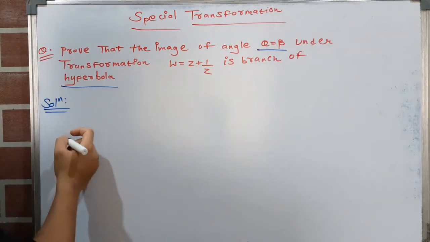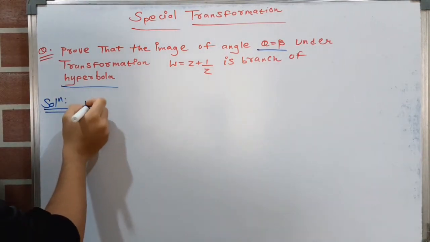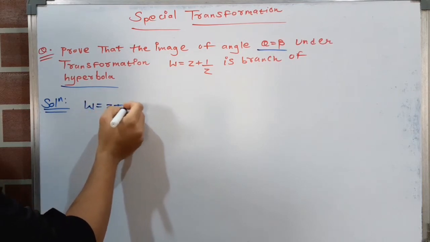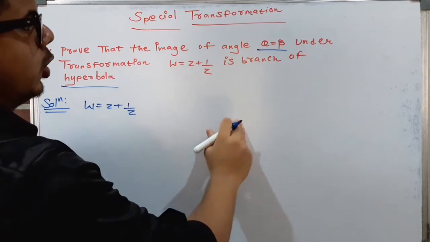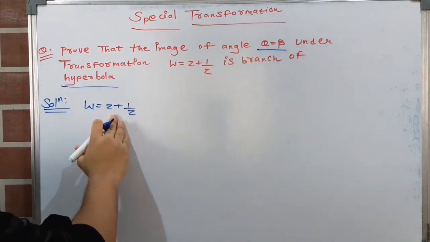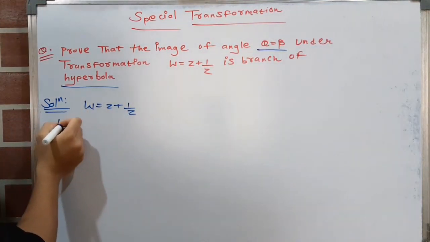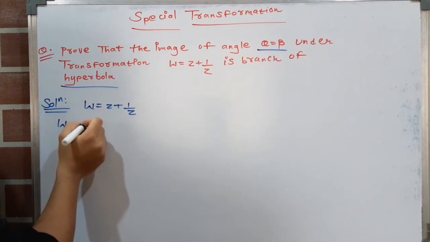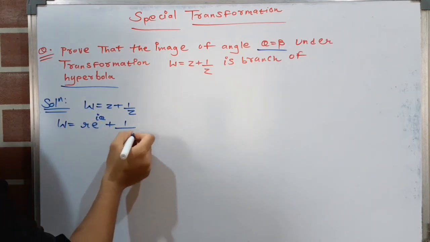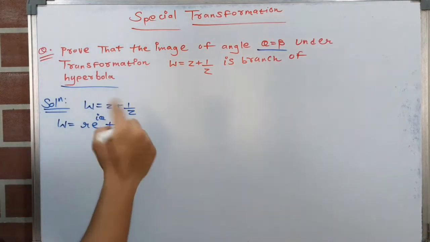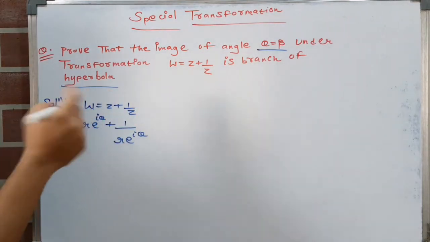here theta is equals to beta is given and W is equals to Z plus 1 upon Z transformation is given. Okay. So here angle is given. So now we will convert this Z into the polar form. So let's say W equals to, what is Z? Z is R into e raised to I theta plus 1 upon R into e raised to I theta. Okay. Because Z can be written as R into e raised to I theta in the polar form.